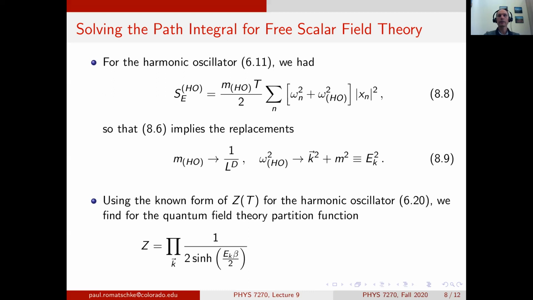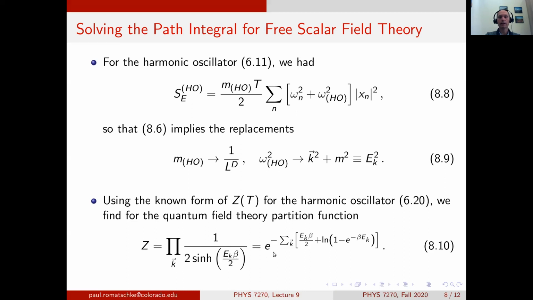Once we do these replacements, it's clear that we can just use the result for the harmonic oscillator partition function for this sum over Matsubara frequencies, and we find the result for the full quantum field theory partition function Z to be given by the harmonic oscillator partition function, where instead of having the harmonic oscillator potential omega, we now have E_k here, and then we have a product over all possible k values.